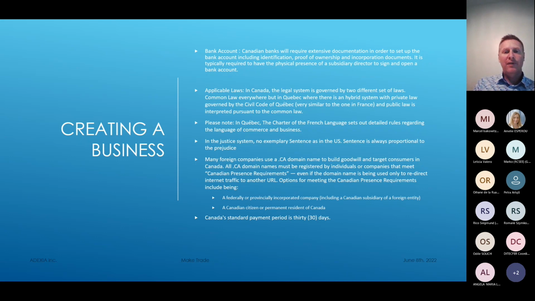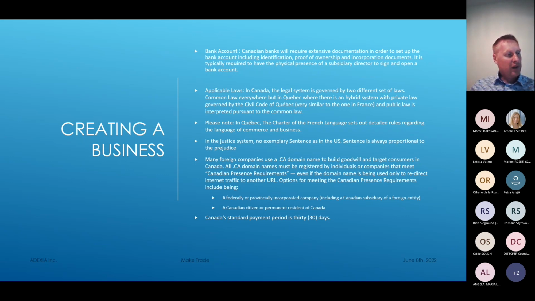But the civil code, I should clarify that it really impacts more the private law. When we talk about more public law, it's more common law.